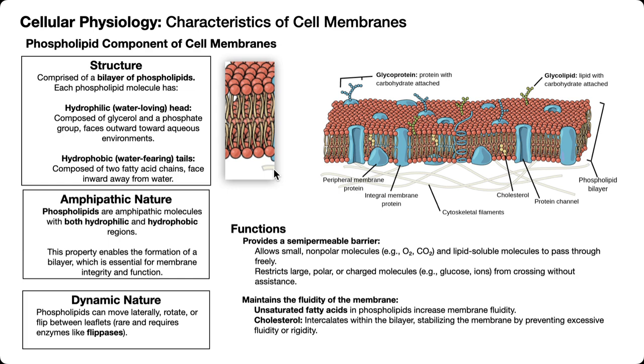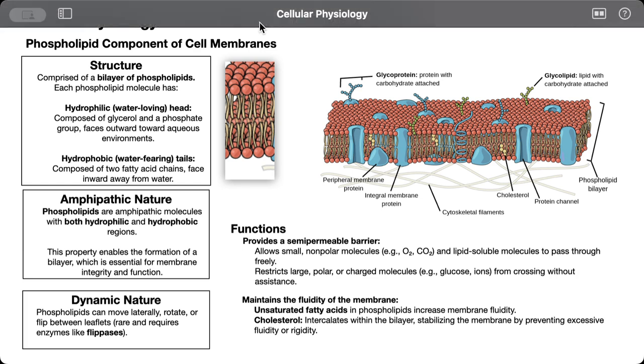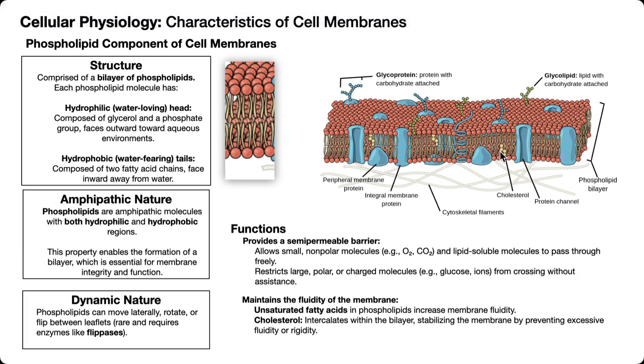Another term that you want to be familiar with is amphipathic nature. When we say something is amphipathic, we're saying that it has both a polar region and a nonpolar region, or a hydrophilic region and a hydrophobic region. That's what amphipathic means. Now, phospholipids are definitely going to be amphipathic. You'll also see cholesterol here in the cell membrane. That's also considered amphipathic, as well as some proteins.